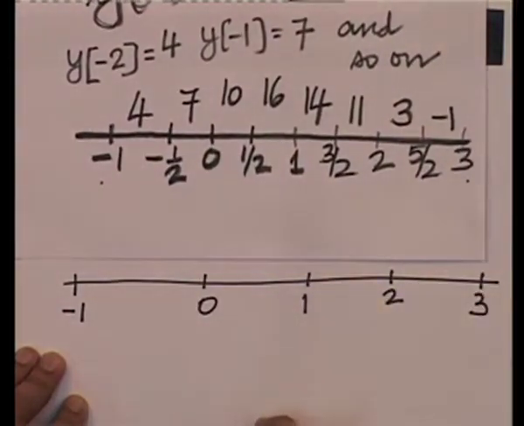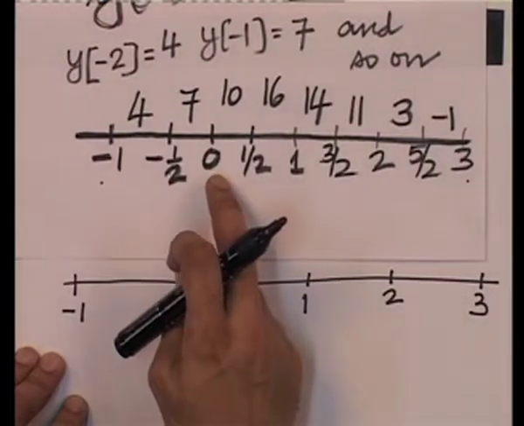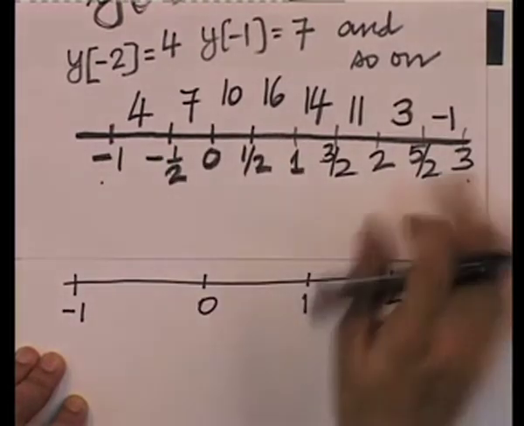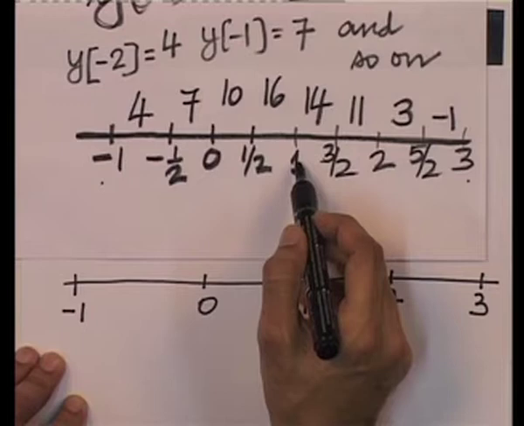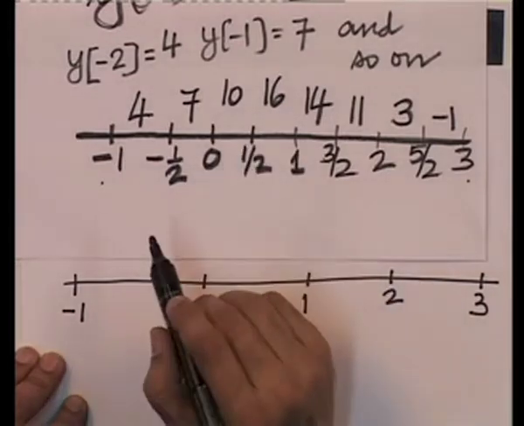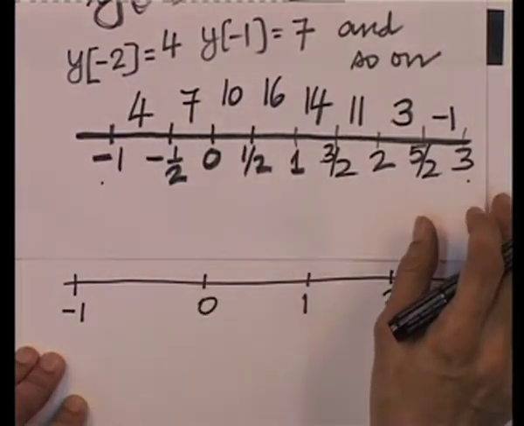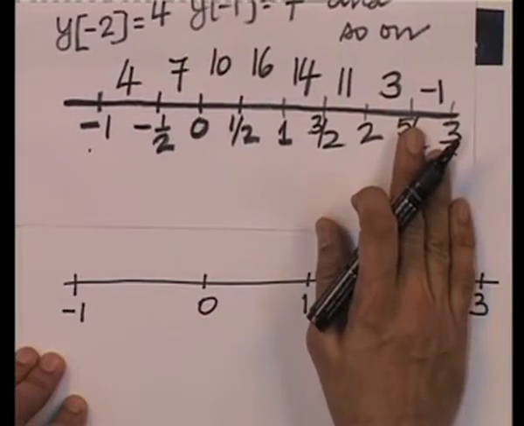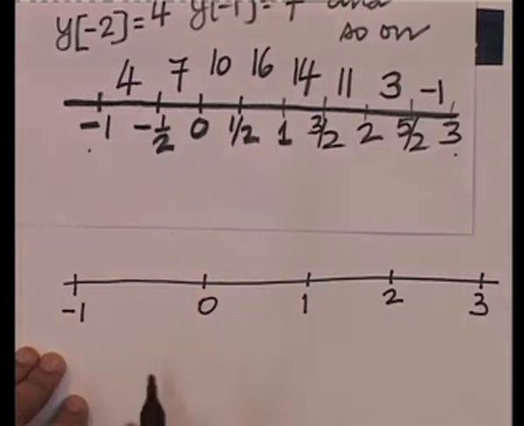So, let me keep this for reference on top. Now, between -1 and 0, as we see, the projection would be (4 plus 7) by 2. Between 0 and 1, the projection would be (10 plus 16) by 2. So, let us put down the values. I will keep this for reference on top and put down the values here.